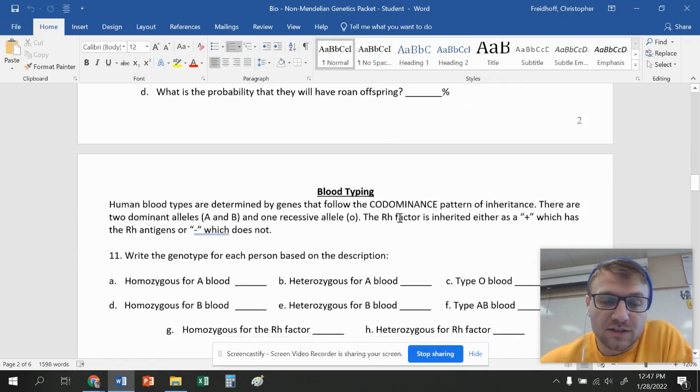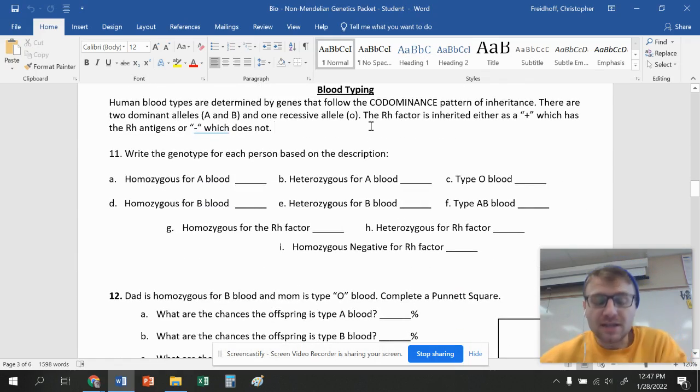And there's a whole page for this as well. Blood typing is when you have multiple alleles responsible for traits like blood type. You have A, you have O, and then you have B as well.